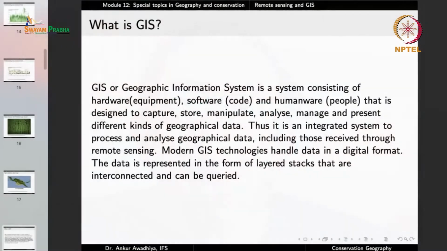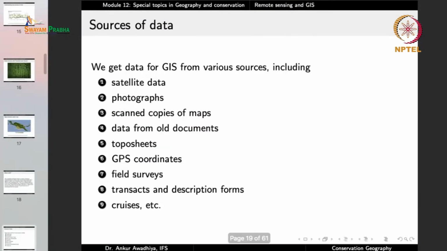And GIS permits you to compute these locations by querying these geographical data. Otherwise it would have been very difficult. You will have to take different maps, overlay them one on top of the other by say converting them into transparent sheets, and it would have been a very labor intensive exercise. But with the modern GIS software you are able to do them in no time.